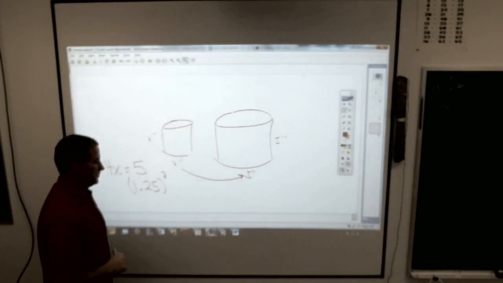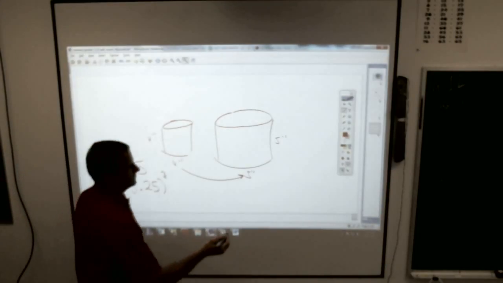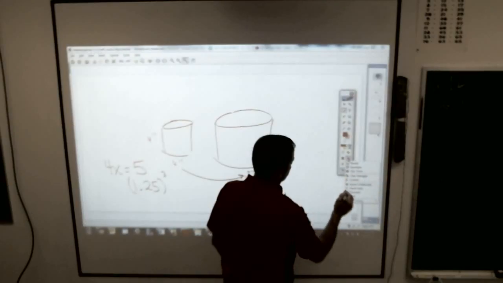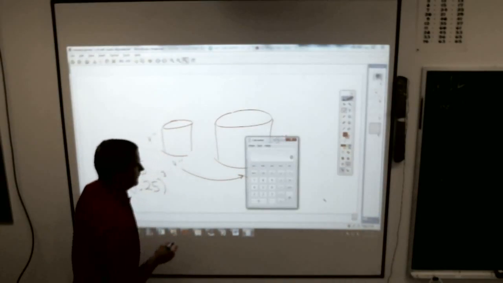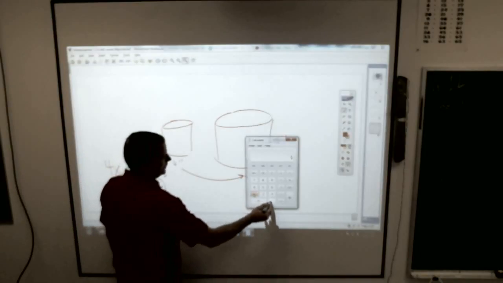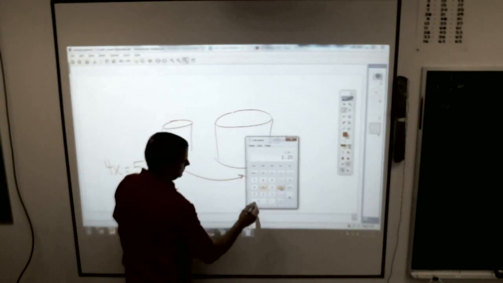And I know you say to me, Mr. Hunt, can we use a calculator? You can. I can. You can't. Just because I don't want to mess around with it. I found if I let you use, so 1.25, this is squared here, do I have to do it out? Times 1.25.